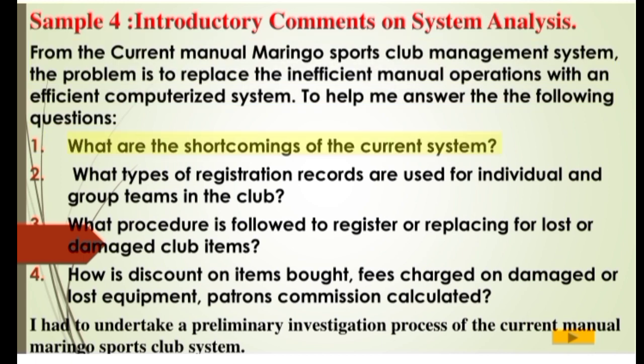1. What are the shortcomings of the current system? 2. What types of registration records are used for individual and group teams in the club? 3. What procedure is followed to register or replace lost or damaged club items? 4. How are discounts on items bought, fees charged on damaged or lost equipment, and patrons' commission calculated? I had to undertake a preliminary investigation process of the current manual Maringo Sports Club system.